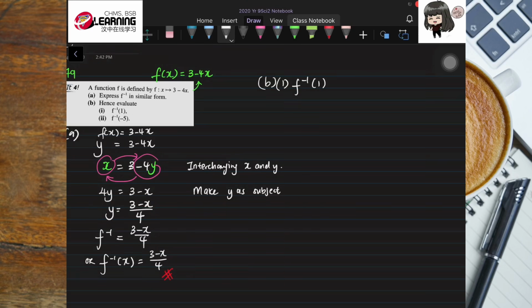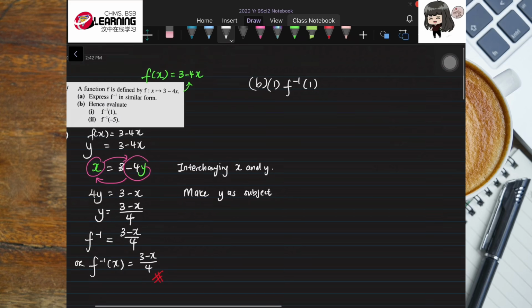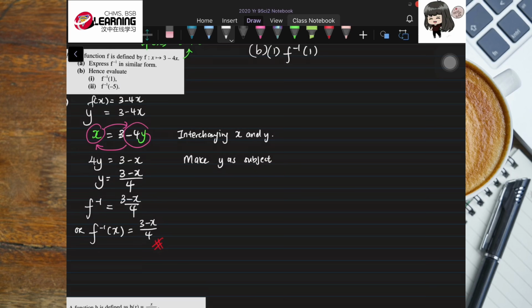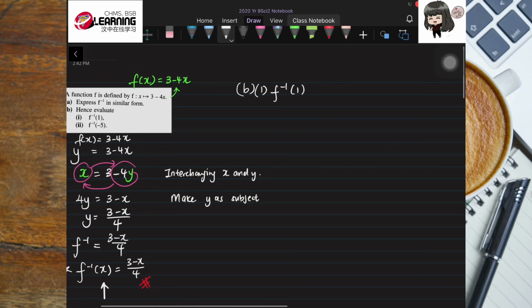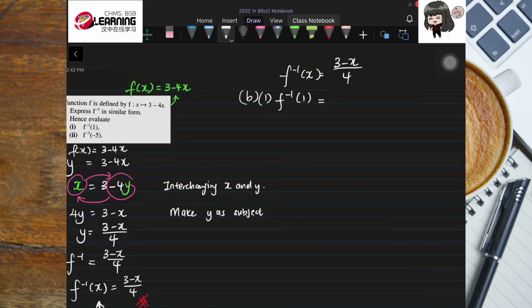Now, you already have your f inverse here, which is 3 minus x over 4. Your x is 1 now. Maybe I should write it down like this: f inverse, found just now, is 3 minus x over 4. This is the expression. If you sub in 1 for x, you get 3 minus 1 over 4, which is 2 over 4 and equals 1 over 2. So this is your answer.